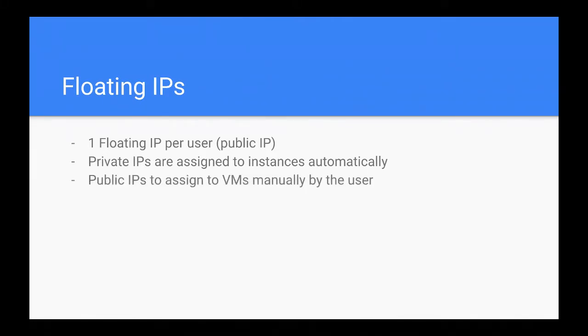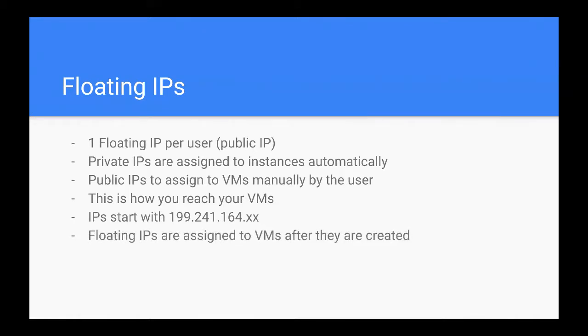Public IPs are assigned manually to the VMs by the user. Whenever a user is given 1 floating IP, he or she can assign it to any VM that he wants after it gets its own private IP. This is how you reach your VMs. Whenever you create a VM in the cloud, the only way to reach it is using a floating IP. The IPs will start with 192.168.164.xx at the end, so this will be changeable depending on the IP you are given or allocated. Floating IPs are assigned to the VMs after they are created, so you cannot assign floating IPs to VMs before you create them. You cannot do this beforehand.